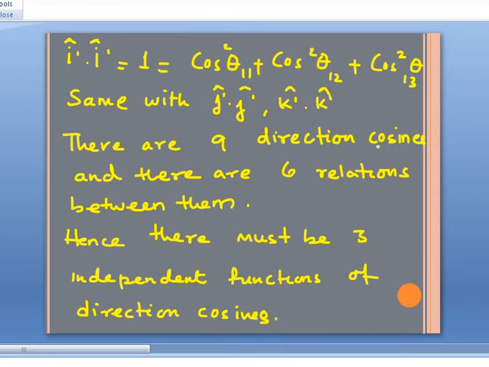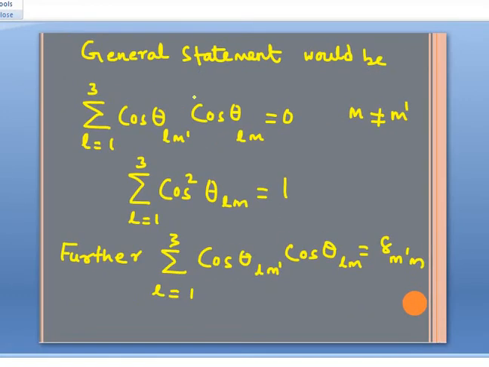For 6, the 9 direction cosines, 6 relations between them. So we will have 3 independent functions of the direction cosines. Now the general statement would be, suppose instead of cos theta 1 2, cos theta 1 3, we write cos theta lm prime, cos theta lm, summation over l from 1 to 3. So whatever direction cosines we have mentioned, all the 9 will come in.